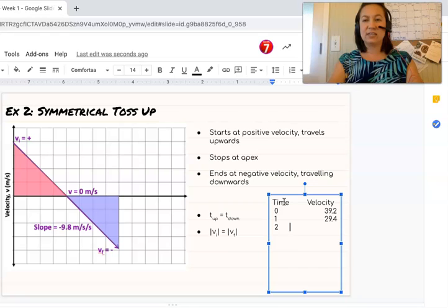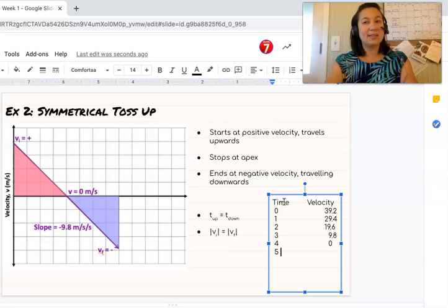At 2 seconds, you're going 19.6 meters per second. And if I just keep repeatedly subtracting, I'm going to end up eventually at time 4 with a speed of 0 meters per second. That means that apex occurs at 4 seconds. Right? But hey, the ball doesn't stop when it reaches the apex, so it's going to fall back down now.